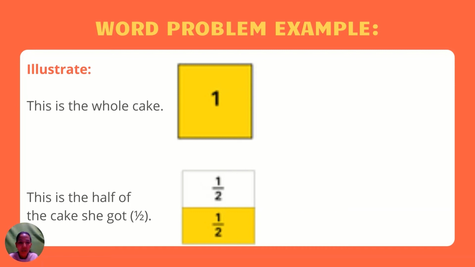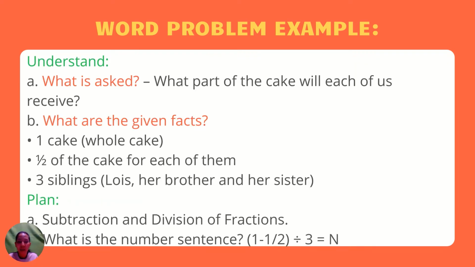Okay? Ngayon, gustong hatiin ni Lois yung kalahati na meron siya. So, nakuha niyang cake is half of the whole. Okay? Ngayon, dumating yung brother and sister niya. Gusto niyang hatian yung brother and sister niya. So, ibig sabihin yung 1/2, hahatiin niya sa tatlo. So, that's the problem. Let's understand. What is asked? What part of the cake will each of us receive?